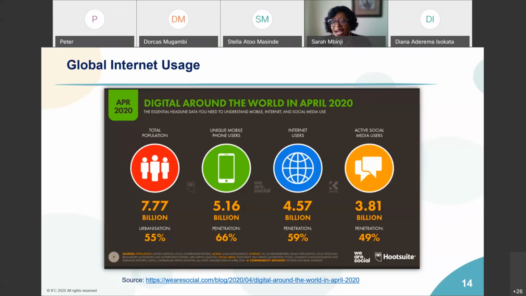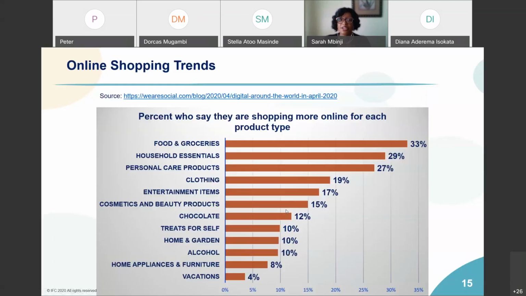Social media, active social media users, 3.8, almost 4 billion people. And I think we've seen this. I mean, we talk about addictions to the internet and so on. When somebody wakes up in the morning, what's the first thing they do? They pick up their phone and they look for one thing or another. The question is, are they going to see you and the products and services that you're offering?